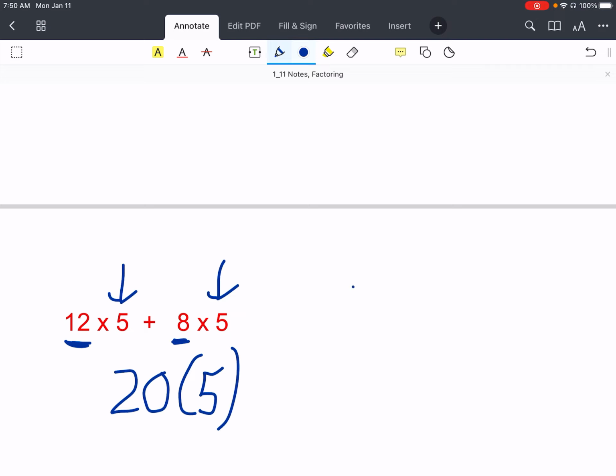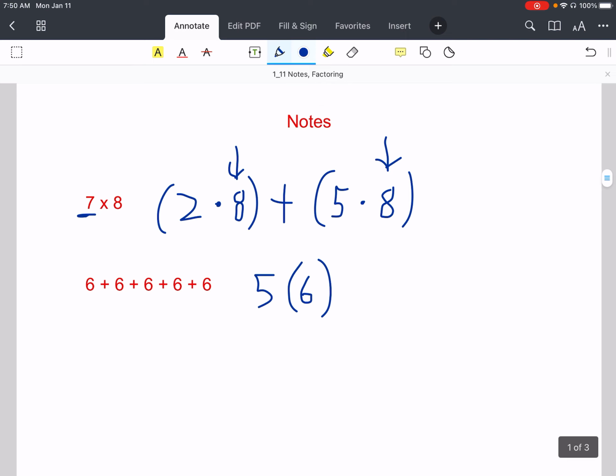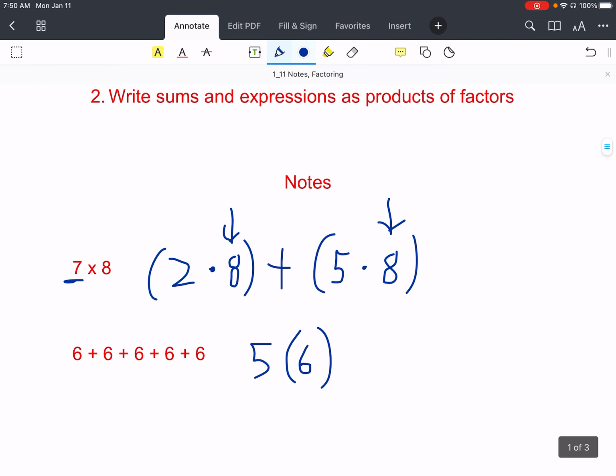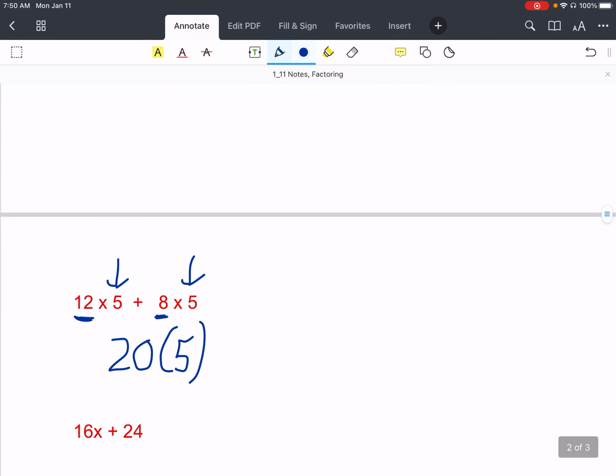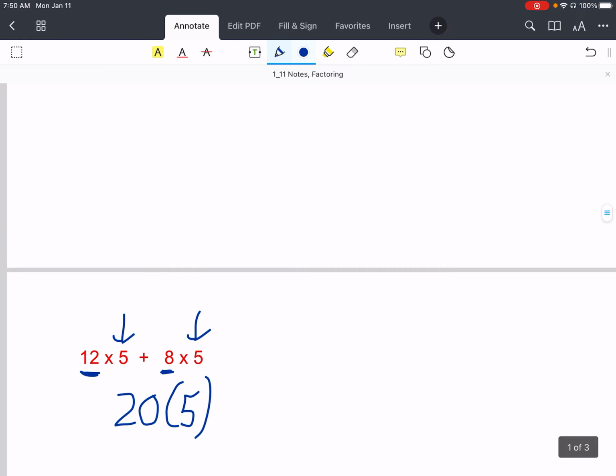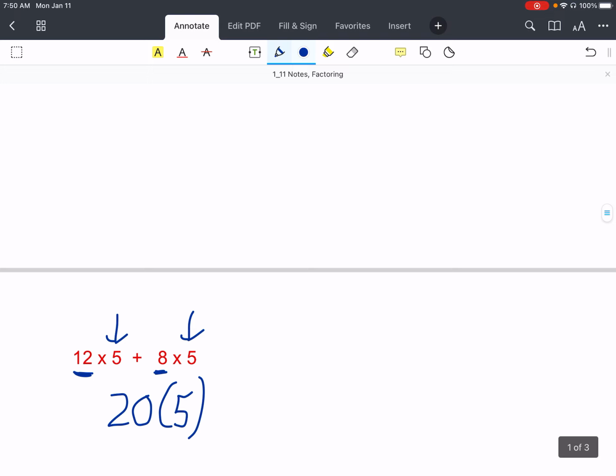So that was just the opposite of what we did on the very first example. We split the 7 into 5 and 2, and I just randomly chose the 5 and 2. Here, they're already split for you as the 12 and 8.